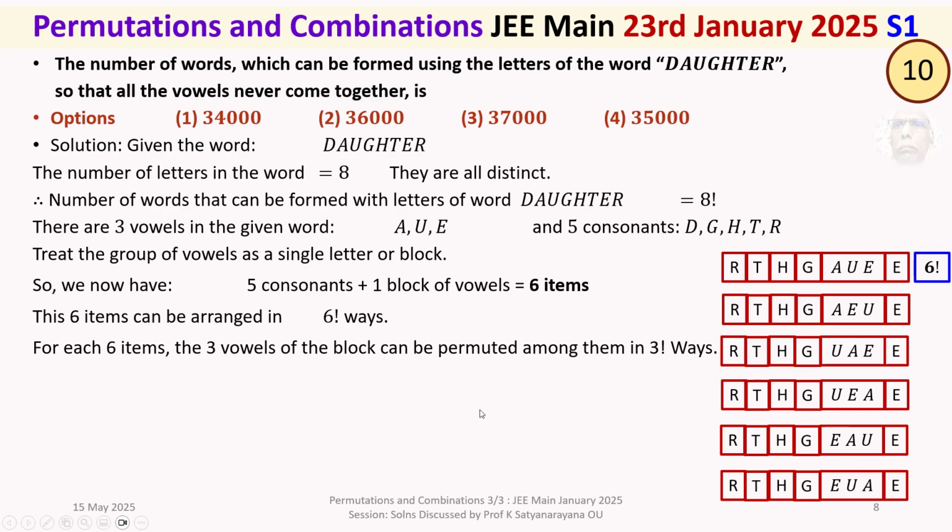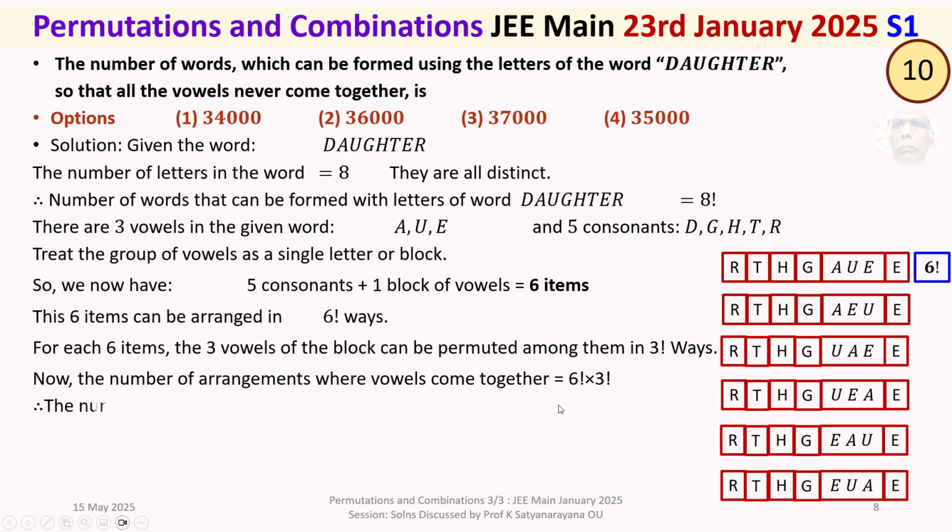So the number of arrangements where the vowels come together is 6 factorial into 3 factorial. But what is it that we want? We want the number of words which can be formed using the letters of this word with the condition that all the vowels never come together. So these are the number of arrangements where the vowels come together.